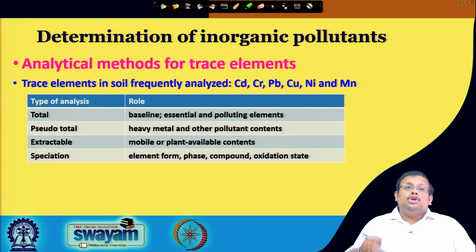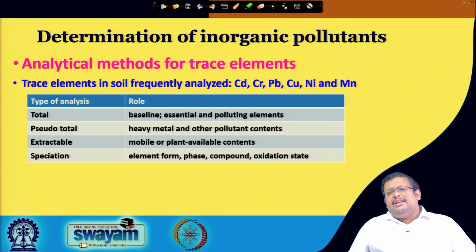For example, the total analysis. The total analysis is basically the baseline analysis and it is essential for all the essential and pollutant elements. For example, if we are interested to measure the lead concentration or lead contamination in the soil, we should go with the total elemental analysis, and total elemental analysis can also be done in different ways. For that you need to use a certain kind of digestion mixture, for example hydrofluoric acid. And apart from this total analysis, you can go with the pseudo total analysis also.